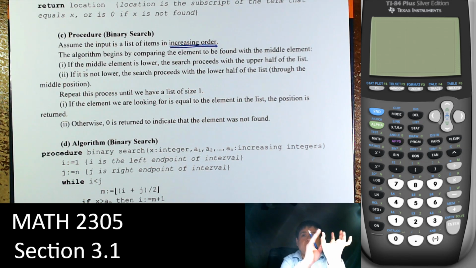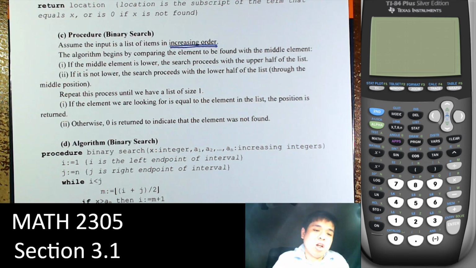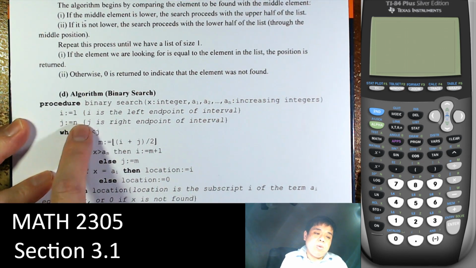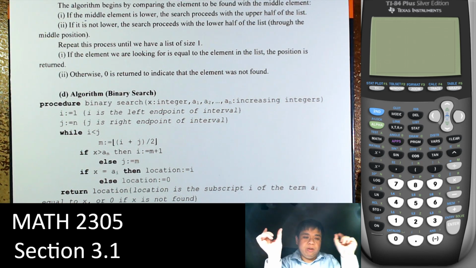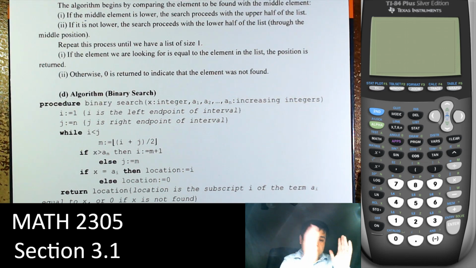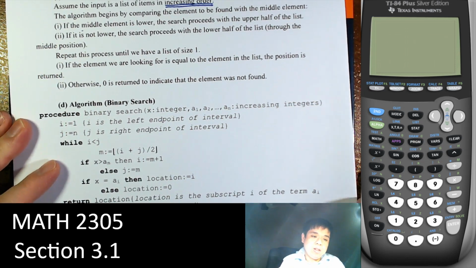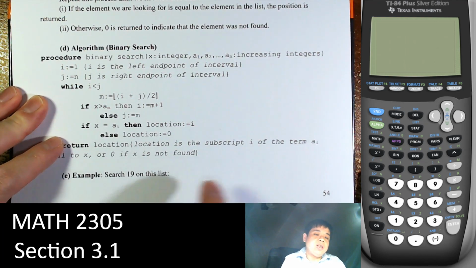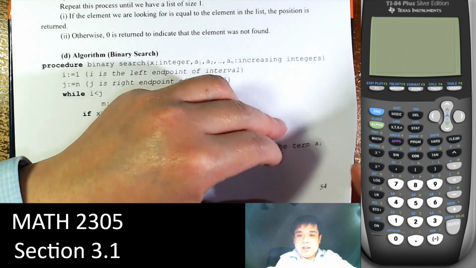If it is bigger than the middle one, search the upper half. If it is smaller than the middle one, search the lower half. And we just keep repeating, cutting the list in half and half and half until we find the position. So this is essentially what we do here. We have 1 and n, the first and last, and then we compare with the middle. That is called the binary search. So now let's think like a computer. Search 19 on the following list.